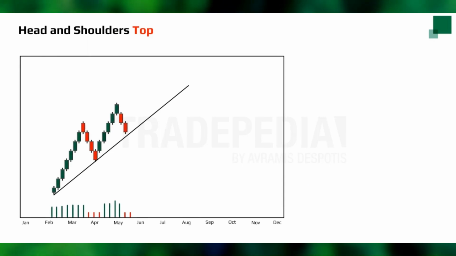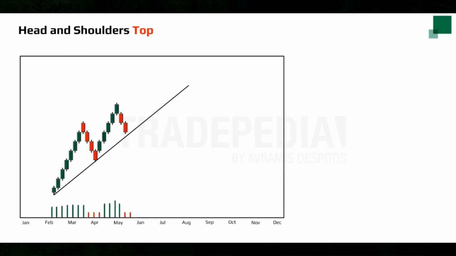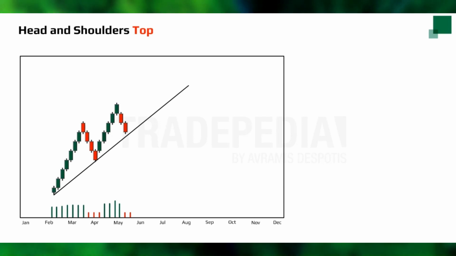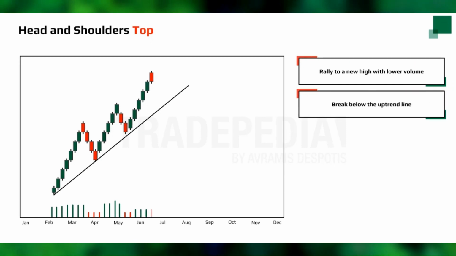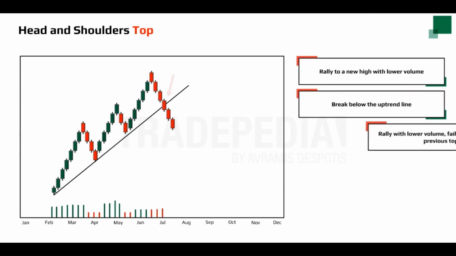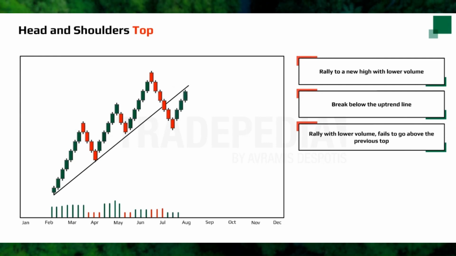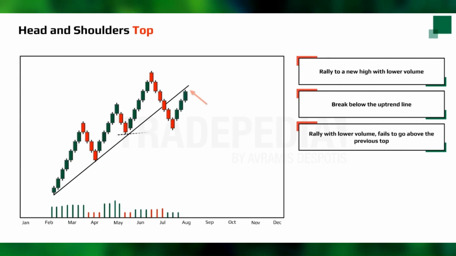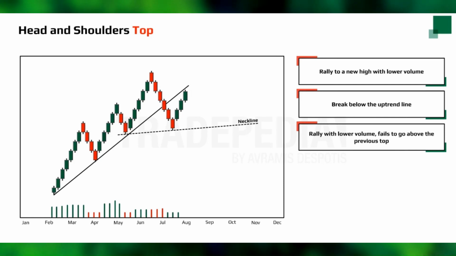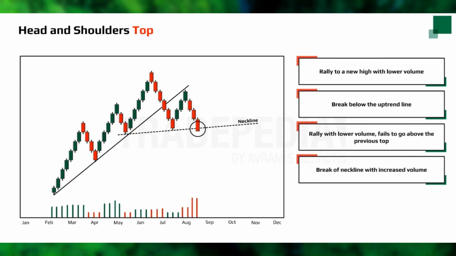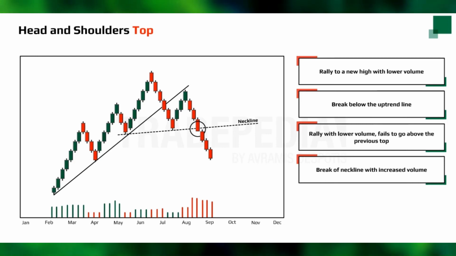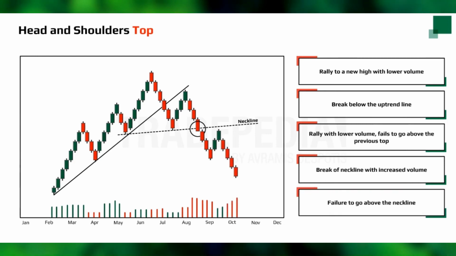Let's take a look at the most popular reversal pattern, the head and shoulders. A head and shoulders top consists of a rally to a new high with lower volume and a break below the uptrend line. Then a rally with lower volume fails to go above the previous top. At this point, we can identify the neckline by drawing a straight line connecting the two previous bottoms. The reversal is activated with a break below the neckline being accompanied with increased volume levels. Failure to go back above the neckline acts as a confirmation towards a new downtrend.